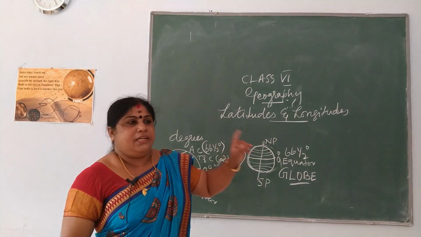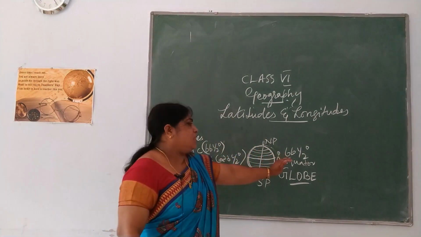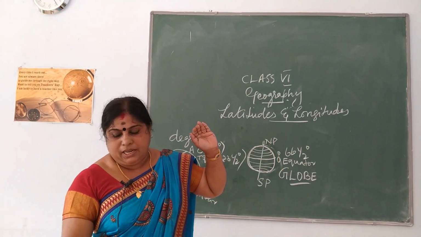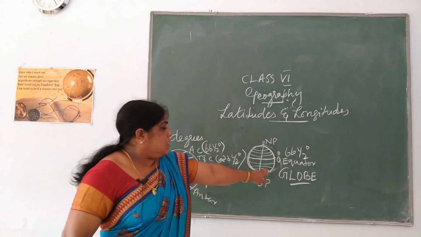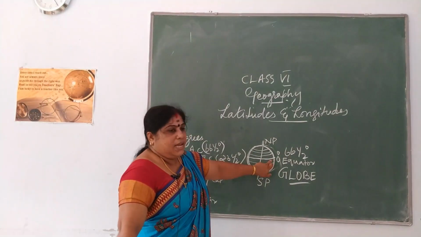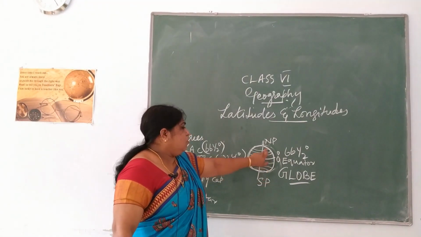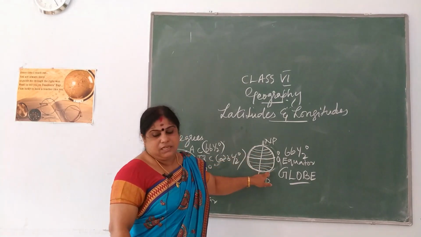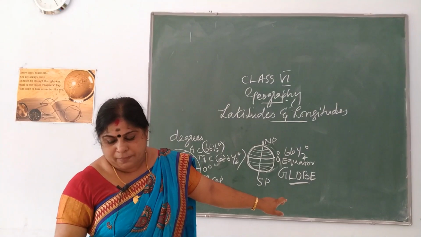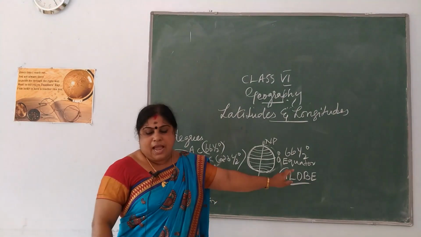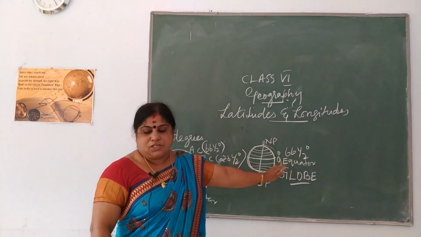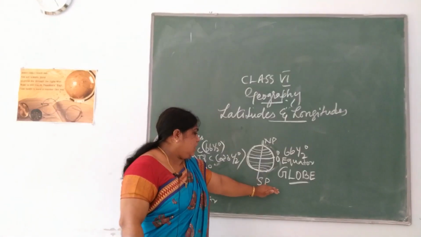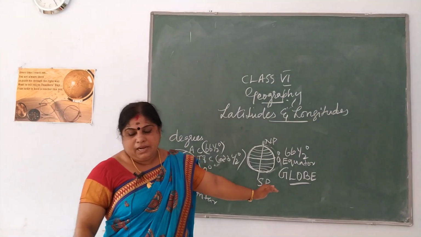Latitudes are always measured in degrees. The longest latitude, the equator, divides the earth into two equal halves: the northern hemisphere and the southern hemisphere. Then it's an angular distance of a location north of the equator, 90 degrees, and in the south it is 90 degrees.